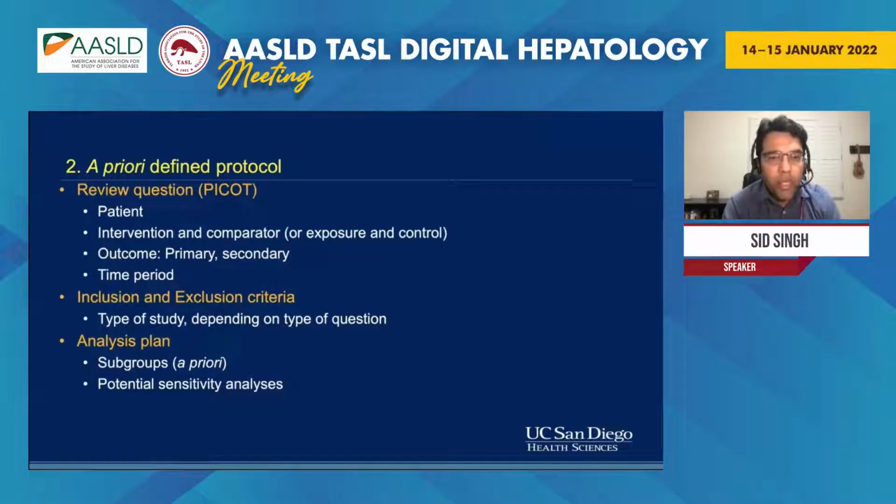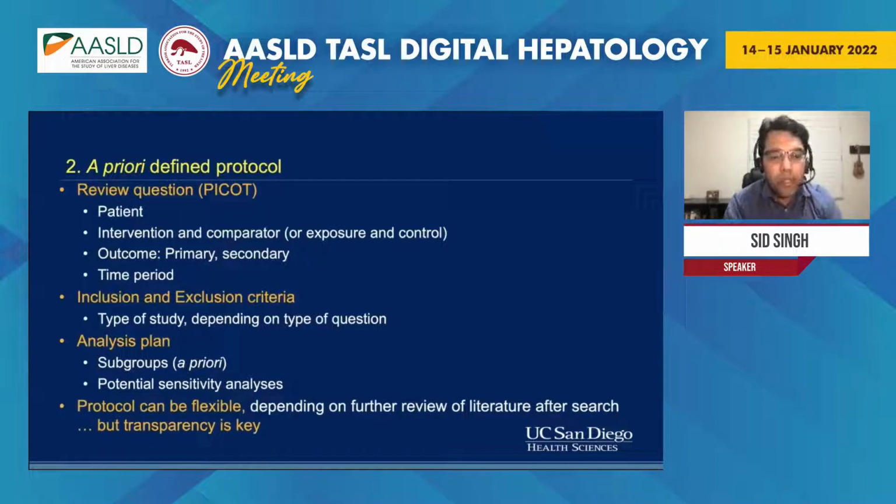Again, it is important to recognize that protocols are very important because team members will be following that protocol, and that is a source of reducing bias. You should have an analysis plan outlined ahead of time, including what subgroup analyses you are planning to do and what you expect to be the findings in these subgroup analyses. This is important as we talk about over-interpretation of subgroup analysis. And think about potential sensitivity analyses that you will be conducting.